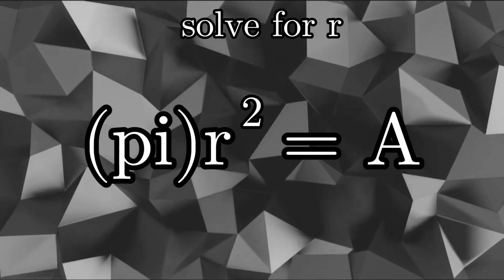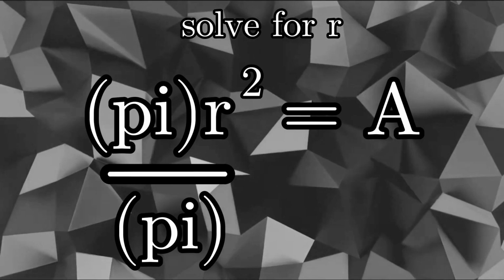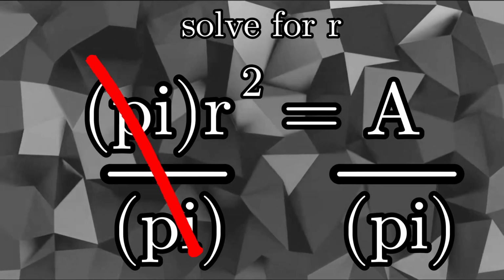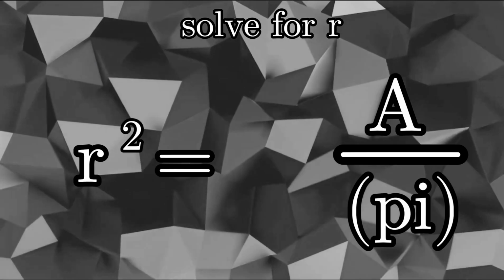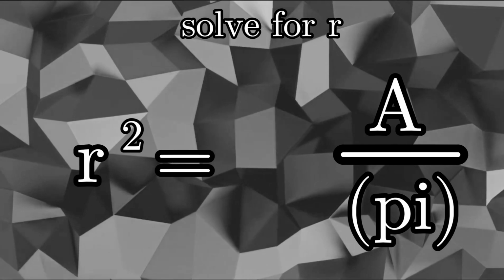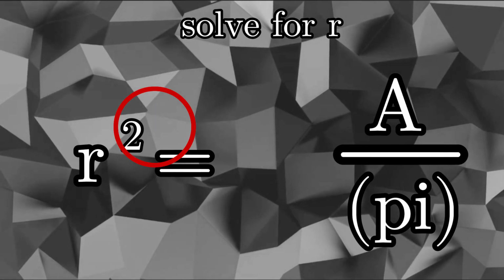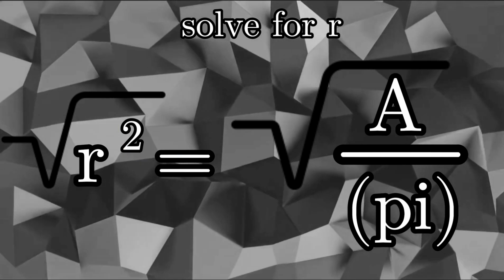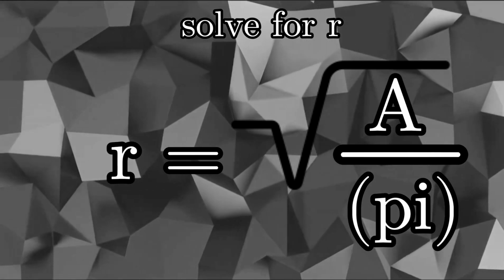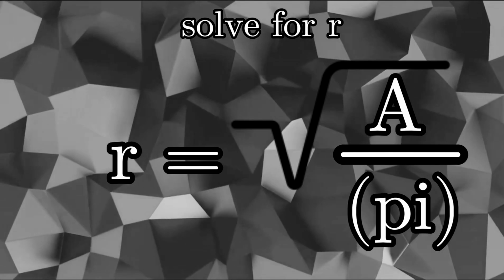The pi and r squared multiply, so we divide by pi to cancel it out. And so we do the same thing on the other side, a divided by pi. Now we have r squared equals a divided by pi. So now to get rid of that pesky exponent, square root both sides. The first one cancels out, so now we're left with r equals the square root of a divided by pi. So we got our answer.